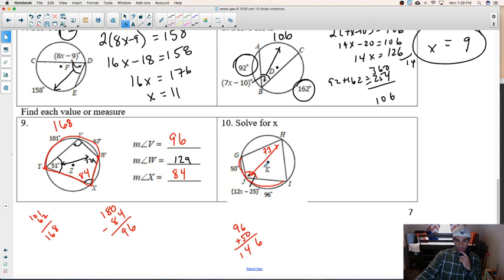So one of the things you could do is that you could do 12x minus 25 plus 73 is going to give you 180. Okay, that's one method.